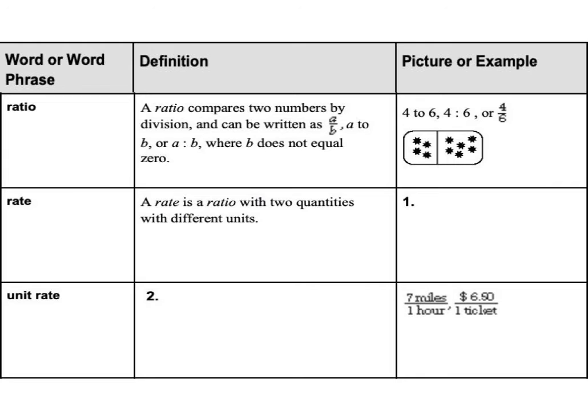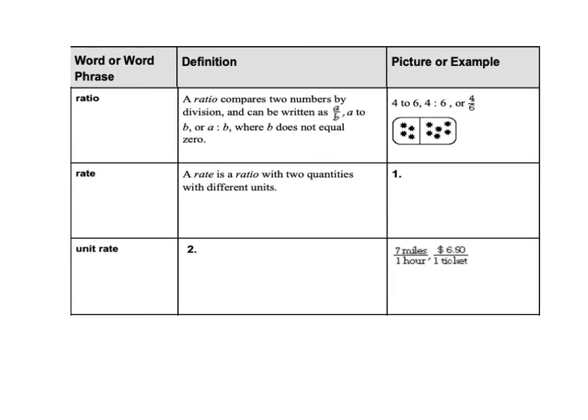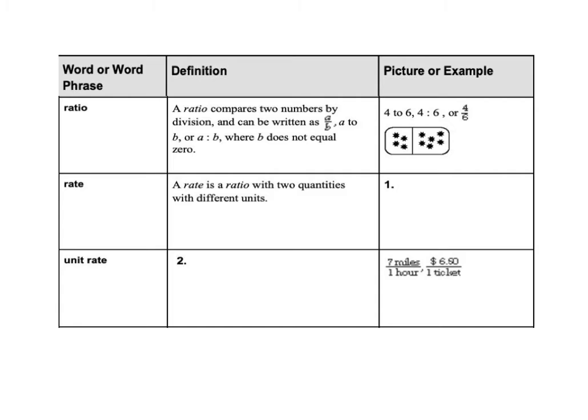Okay, so now we've got some definitions, just like a vocabulary page. We're going to go over some of them. So a ratio compares two numbers by division, can be written as A over B, A to B, or A colon B, where B does not equal 0. So the denominator is not going to be 0. The big thing here is that we recognize that ratios are the same as fractions.